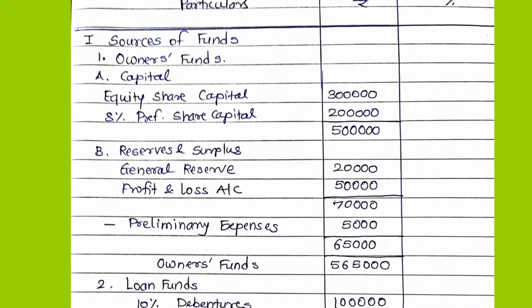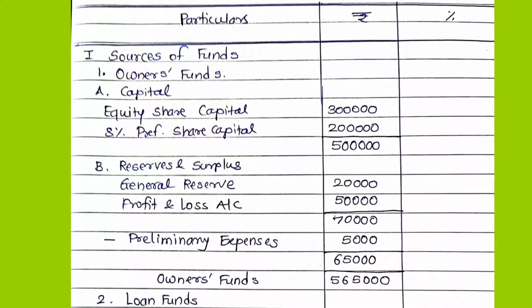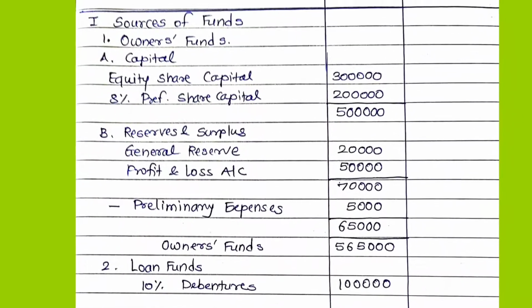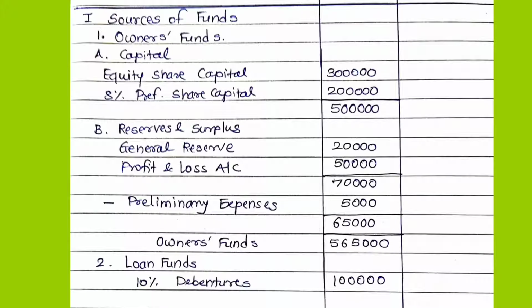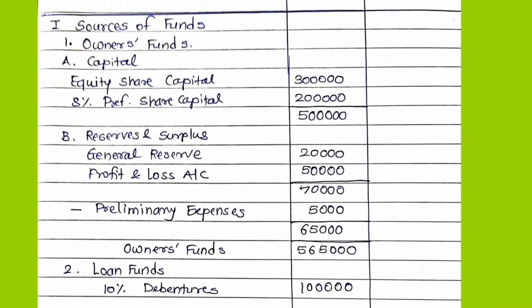Then item B, reserves and surplus. General reserve is 20,000, profit loss account is 50,000. So total reserves and surplus were 70,000. Out of those, we are going to deduct preliminary expenses. So after writing off these preliminary expenses of 5,000, the remaining part will be 65,000. So this 65,000 will be added to the share capital of 5 lakh. 5 lakh share capital is here, and net reserves and surplus are 65,000. So it is making the total of owners' funds 5,65,000.